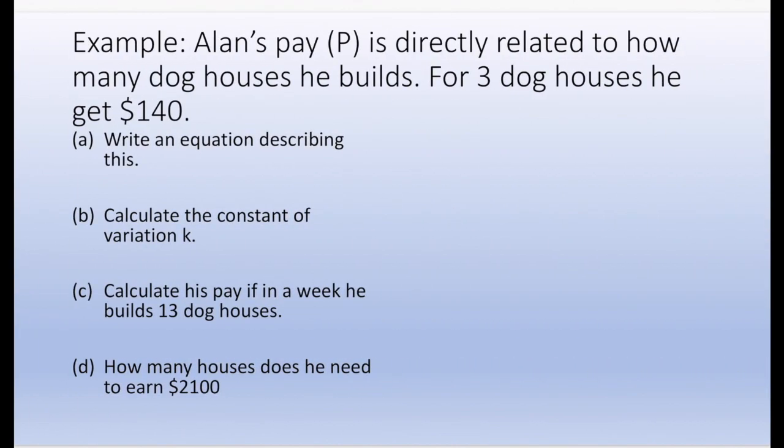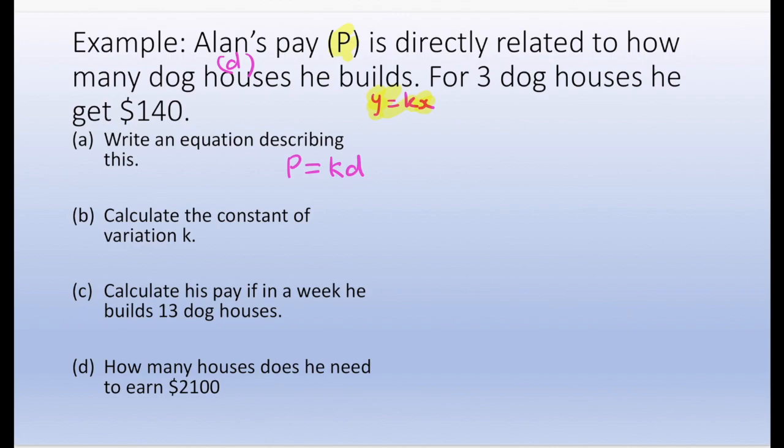Alan's pay is directly related to how many dog houses he builds. So I'm going to put that as D as a pronumeral. Write an equation explaining this. So we're writing them all into this form. So I'm going to go P, his pay, is proportional to how many dog houses he builds. So see how it's the same as this, except we're not using y and x, we're using p and d. That's it. That's the new skill.